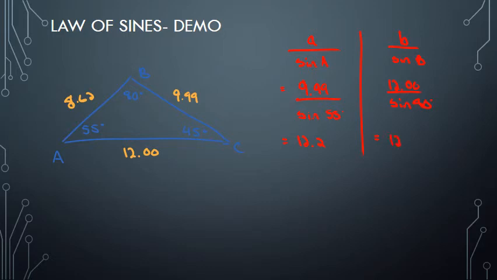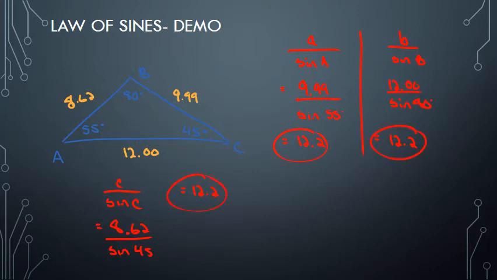$12.2. And then C over sine C. So C, that's 8.62 divided by sine 45. And again, this is me just calculating real quick, 45, 12.2. Okay, so you got that same value going across. So that's going to happen in all these triangles.